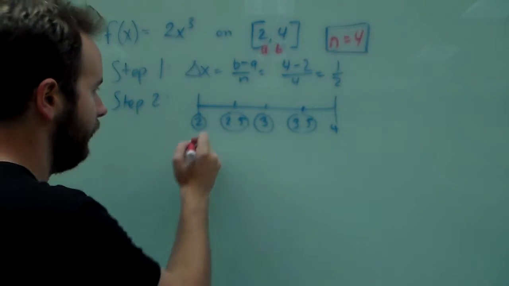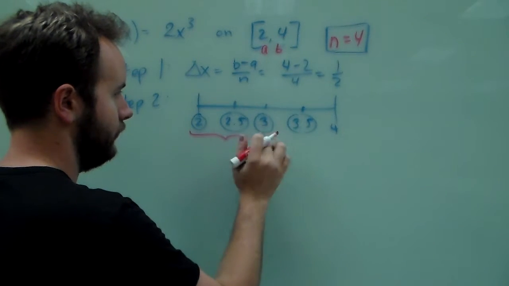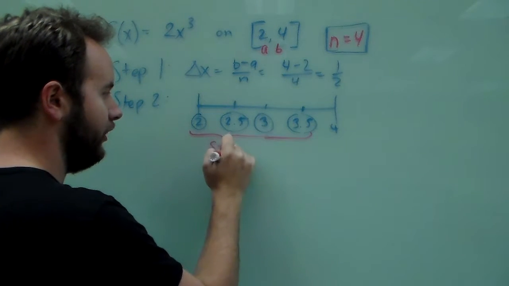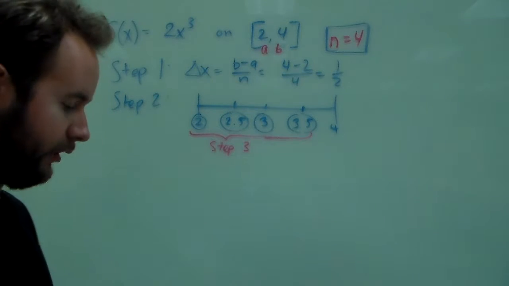That's step 3. So I'm going to label that as step 3. Step 3 is a matter of just circling the points. It's a simple step. Circle the points we're going to use.